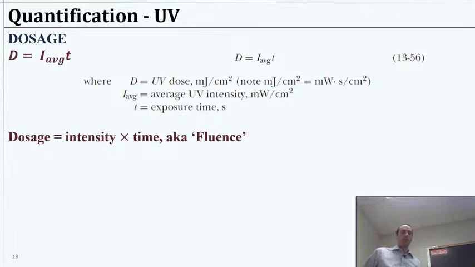All right, so a little bit more about that. We could say dosage D, that's the average intensity times time. Typically, we're going to talk about this in millijoules per centimeter squared, or maybe joules per square meter, something like that. Sometimes we might call this fluence, the intensity times time. So that's the flux of photons in some sense.